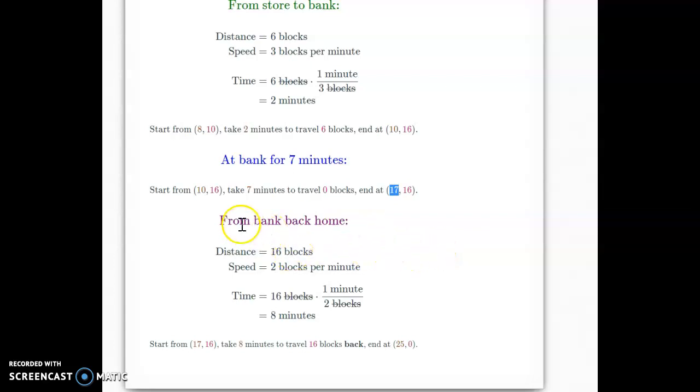Then if we also calculate from the bank back home, we knew that the distance was 16 blocks at a speed of 2 blocks per minute. So if you're going 16 blocks and 2 blocks per minute, that gets it down to a rate of 8 minutes. Okay, so think about minutes were on your x-axis. So there was your minutes, you started at 17 minutes, increased 8 minutes to get back home, which is why you landed at 25. Okay. So just one more way of going about solving this. Let's look at another example.